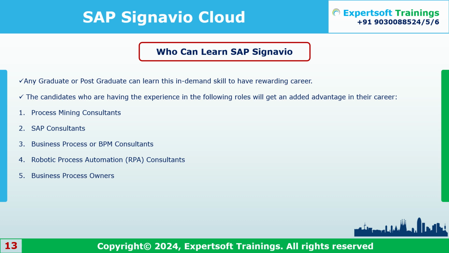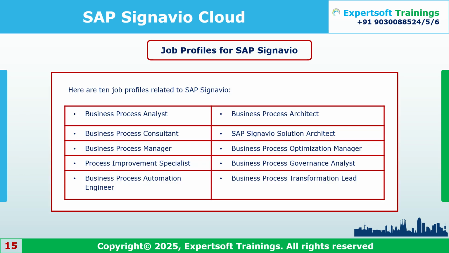And business process owners who are working with product companies can also learn Signavio to model their processes or mine their processes, which will help their organizations realize more value using Signavio. So these are some job profiles for Signavio in the market: process analyst or architect, solution architect, process consultant, other consultants, process manager, process optimization manager, improvement specialist, governance specialist, automation engineer, transformation lead. These are the job profiles available for Signavio in the market right now.